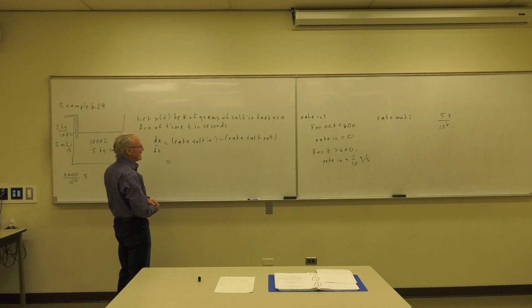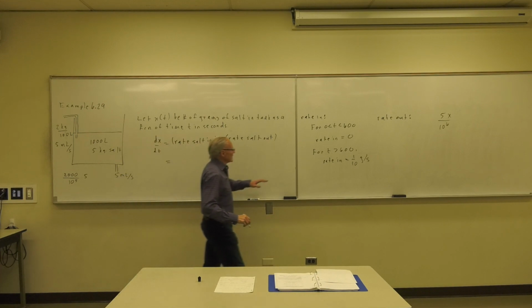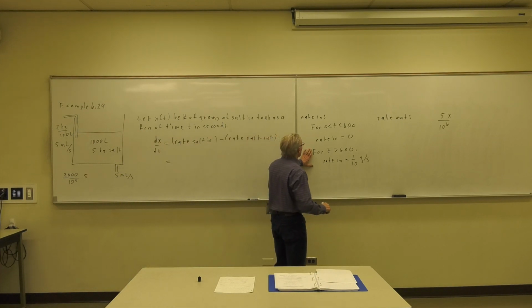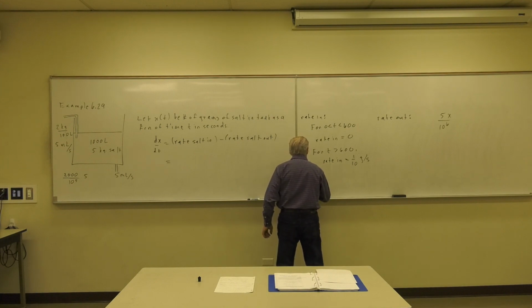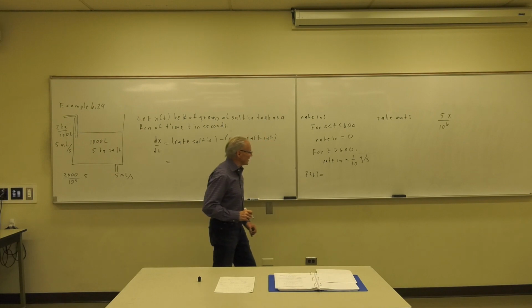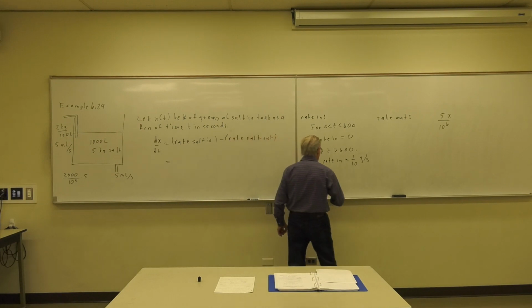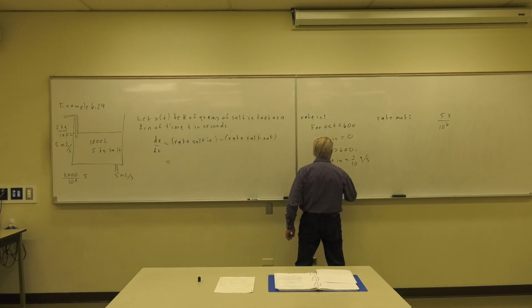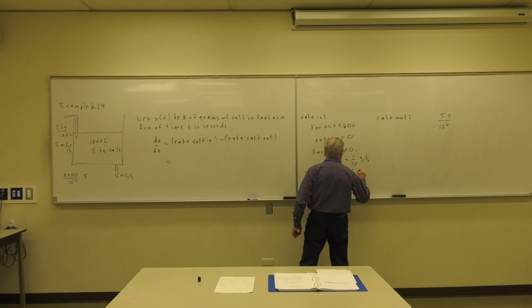rate salt in. Well, it's this and it's this. Could we write this as f of t? Let's describe that function in terms of Heavisides. Could we simply say that it's 1 over 10 times h of t minus 600?